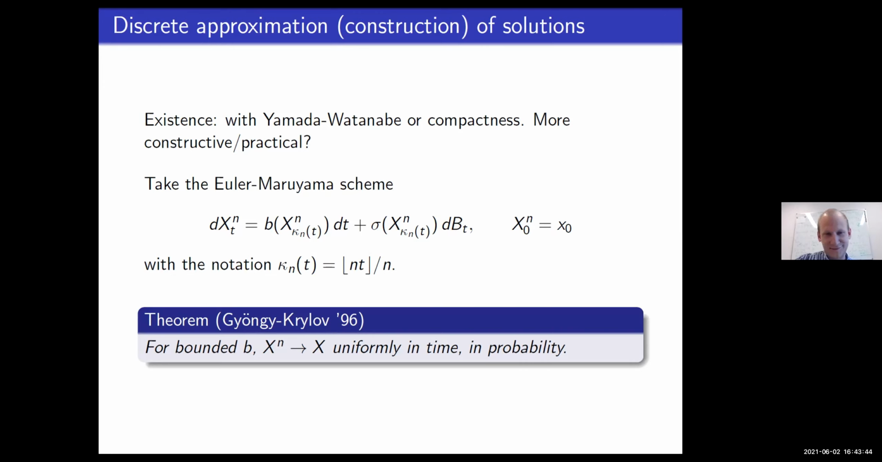So this question was not asked by me. This was asked by István Gyöngy and Nikolai Krylov 25 years ago, and they proved that basically under the conditions of Veretennikov, and of course there are a lot of technicalities that one could discuss, but let me keep it at this level, for bounded B and for sufficiently nice and non-degenerate sigma, the Euler approximations converge to the solution uniformly in time and in probability.